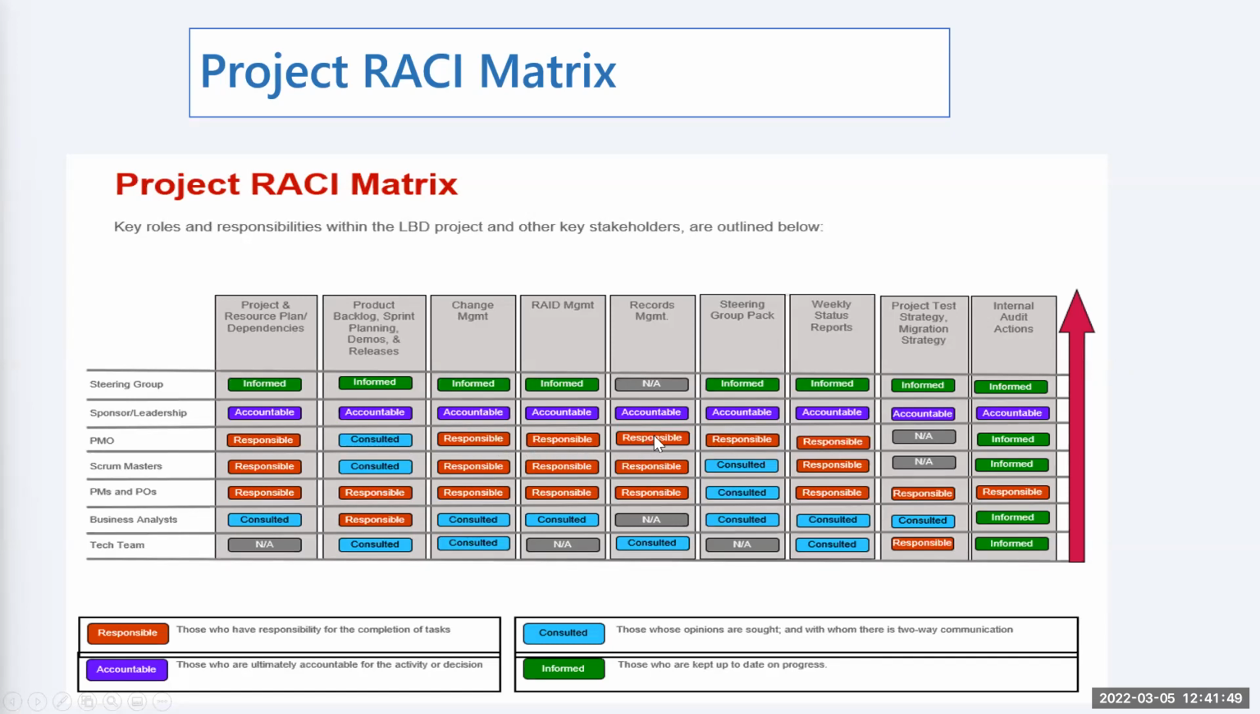Change management, record management, steering group pack, weekly reporting, and even you can say the PM as well. PM is also responsible for a lot of things. Yeah, so this is more like a RACI matrix that is used for understanding that project deliverable tracker. After this slide, towards the end of the session, I will share a copy of the deliverable tracker that was created.